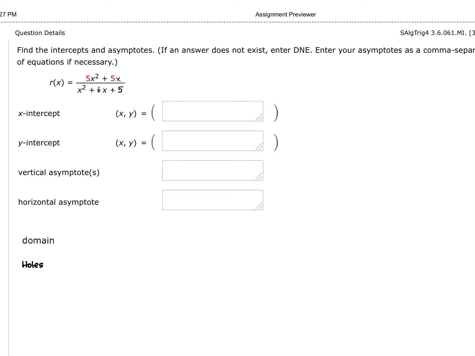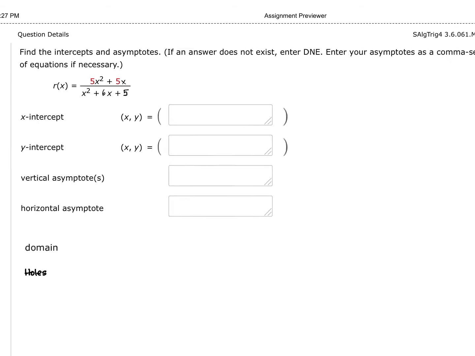This is your 3.6 WebAssign review. We're using it as your test review for your 3.4 to 3.6 test. Your first question asks you to find the x and y intercepts as well as your asymptotes. We are going to find your x and y intercept, your vertical and horizontal asymptote, your domain, and any holes.